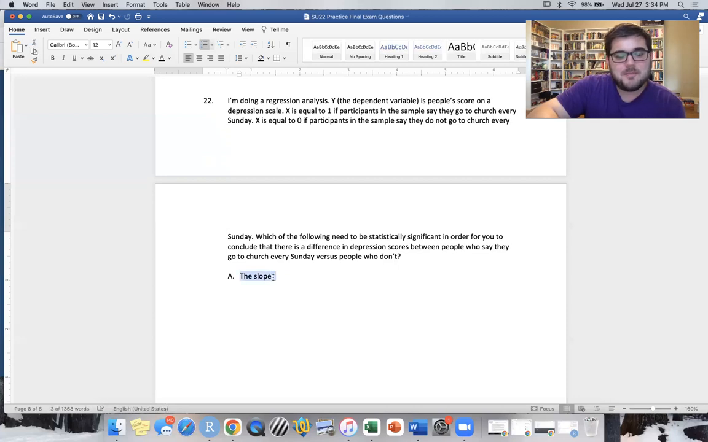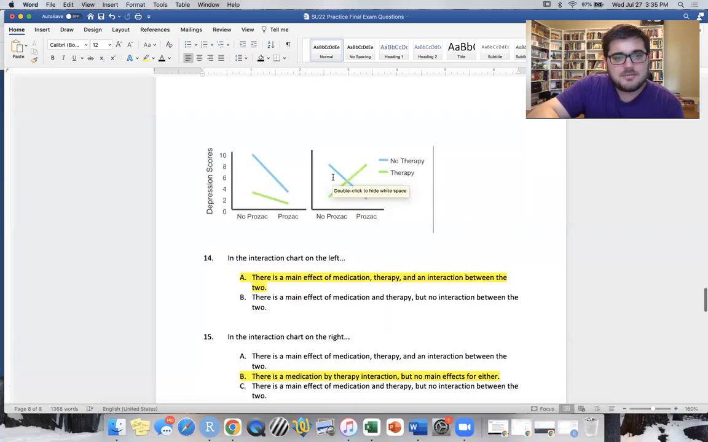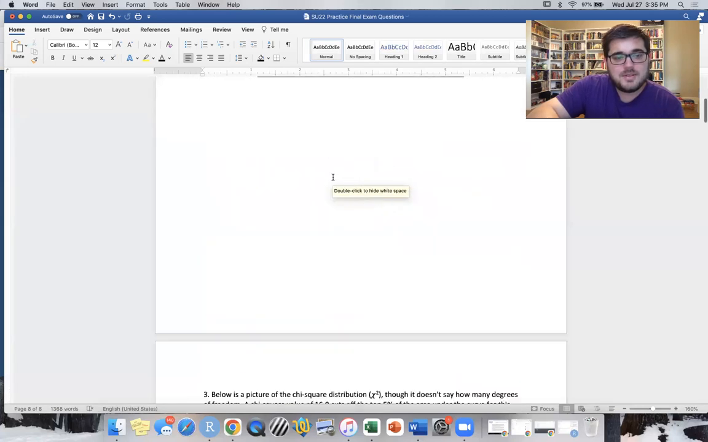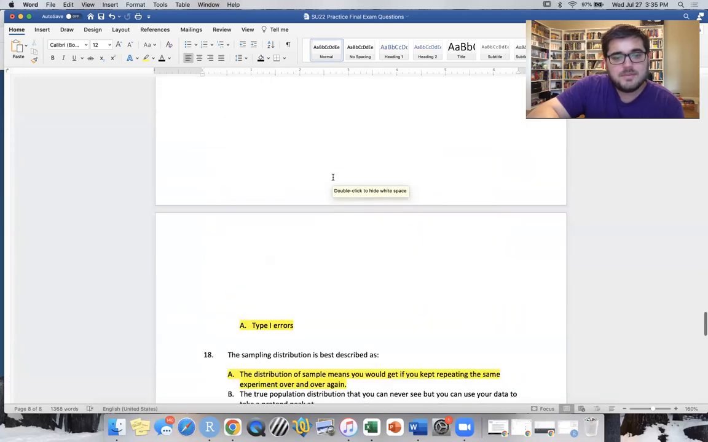You're left with the slope. In a regression equation, if X is just 0 if you're in one group and 1 if you're in another group, then the slope just represents the difference between the groups. So this term in the regression equation would have to be statistically significant for you to be able to conclude that there's a difference between the groups. And that is the entire review for the final exam.